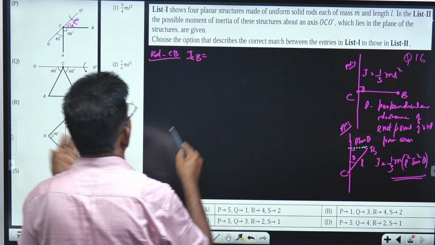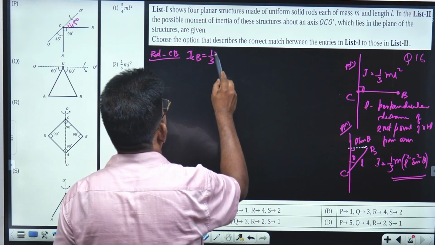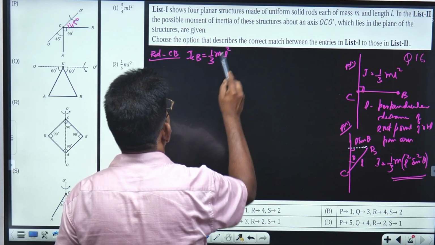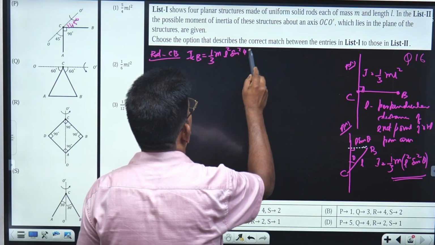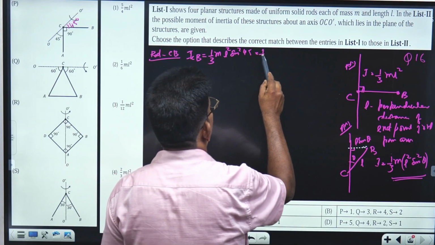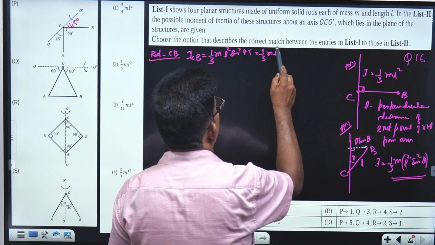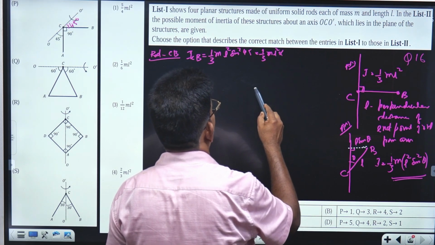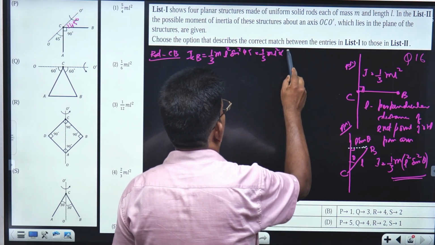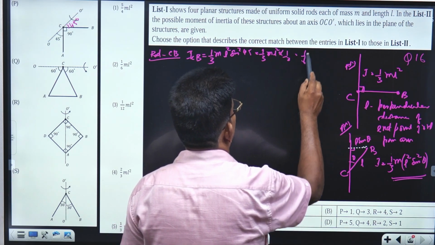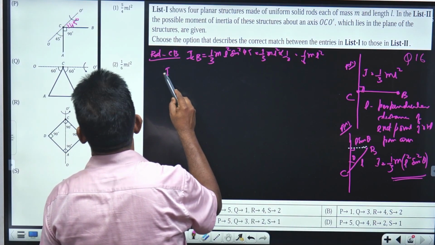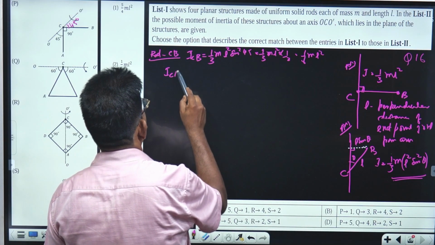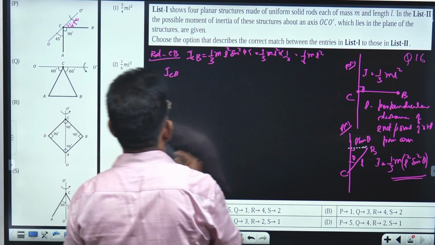Again, same problem. About one end, 1 by 3 m L square sine square of the angle, which is 45. That is 1 by 3 m L square, sine 45 is 1 by root 2, its square will be 1 by 2. This is 1 by 6 m L square. Similarly, ICA. CA also makes the same angle, 45 degree.